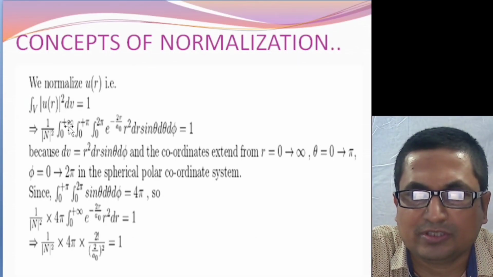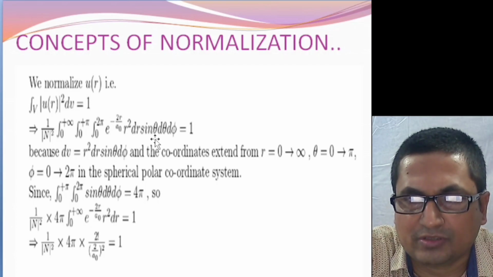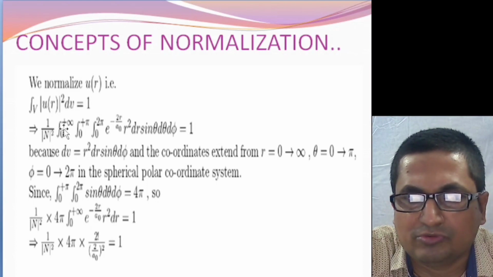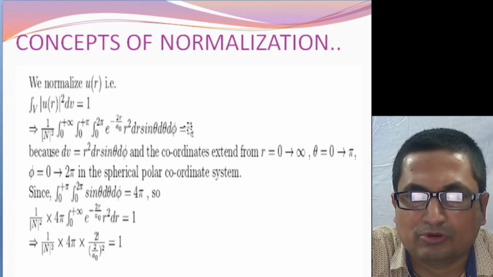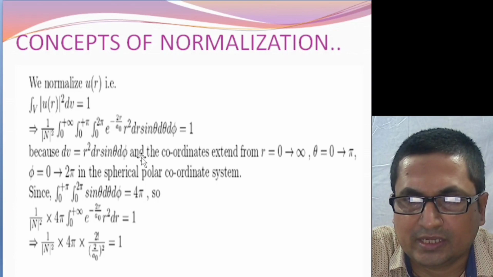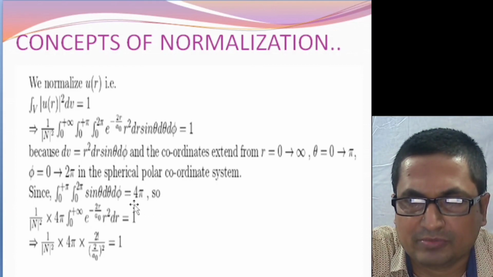If we normalize this over finite volume space, we get a condition like this. In spherical polar coordinates, dV is r squared dr sine theta d theta d phi, and we have three coordinates here: r ranging from 0 to infinity, theta ranging from 0 to pi, and phi ranging from 0 to 2 pi. With all this, the right hand side is always equal to 1. With some standard integrals, we can find that this particular integration gives us 4 pi.